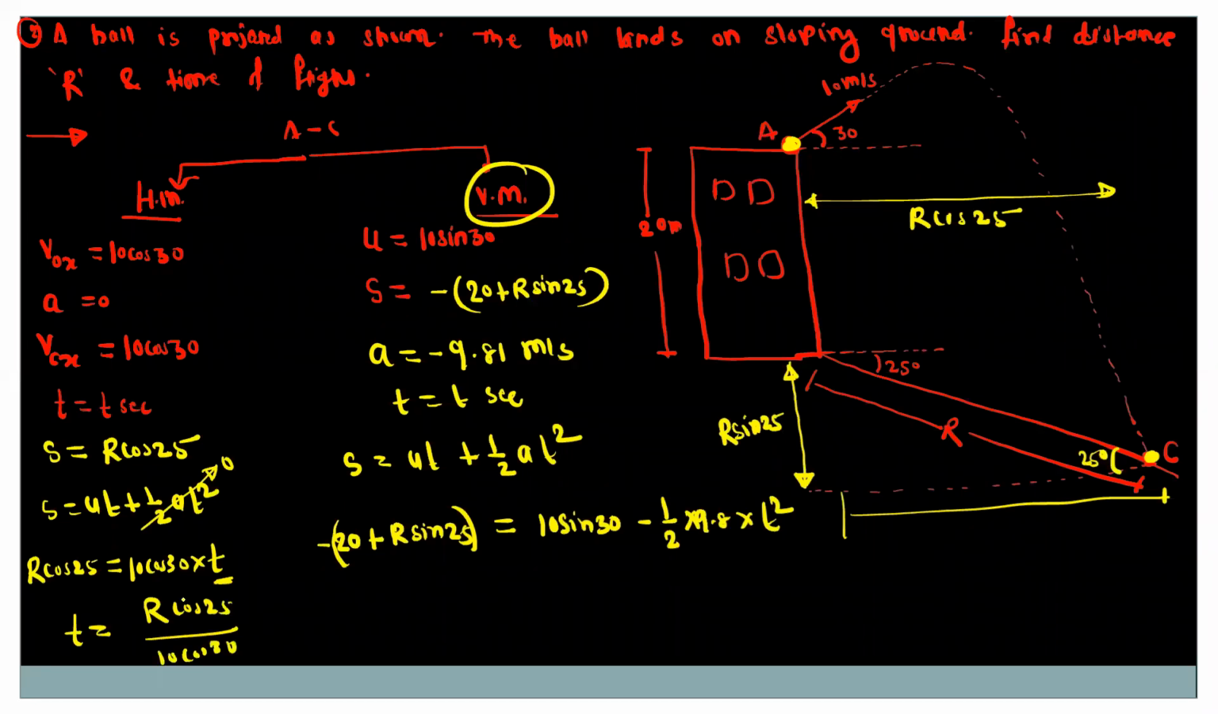Okay, just simplify this value and put this value in this equation. So this complete equation will be in terms of R only. Okay, and then you can find out the value of R. So simplify this equation for time, put the value of time in the second equation. Okay, and then find out the value of R.